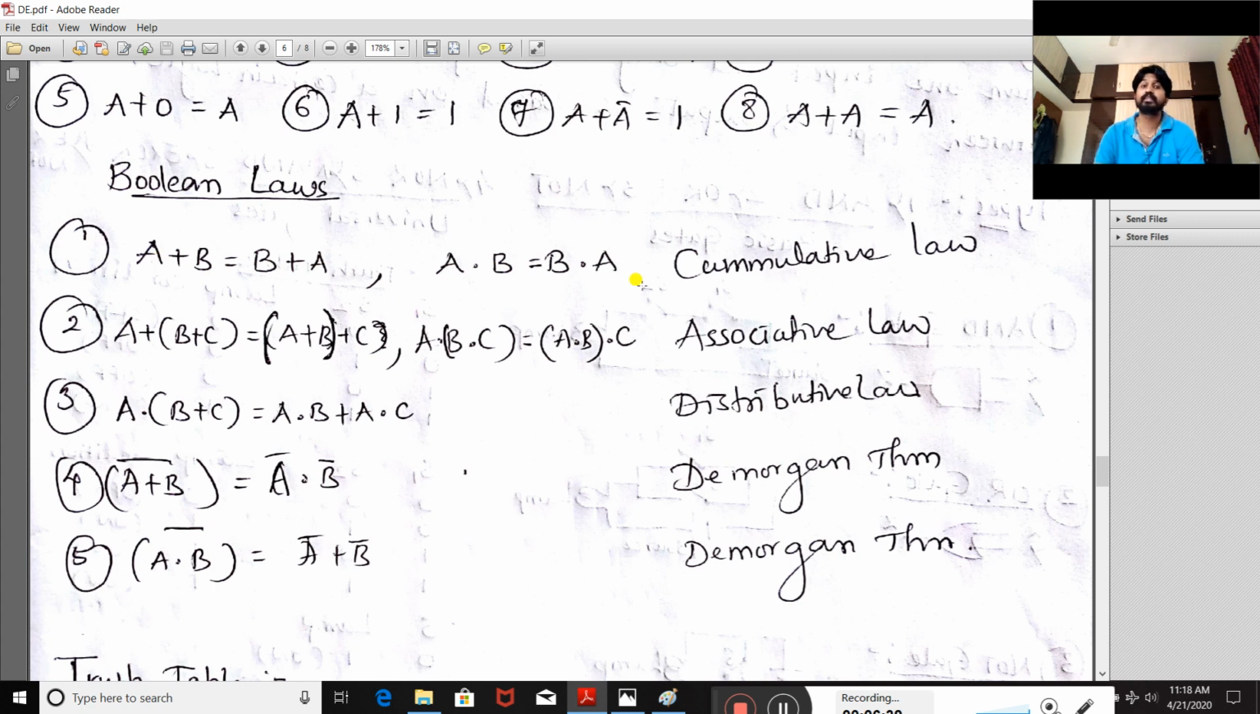Order is required in matrices. If you change the order in matrices, the answer will change. But here it doesn't change. That is called the commutative law.